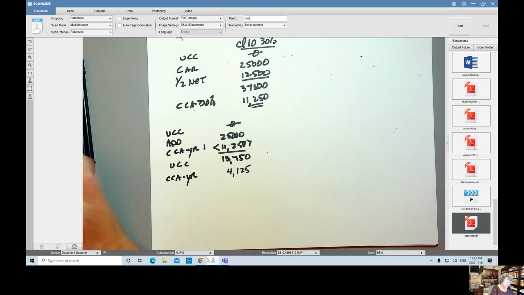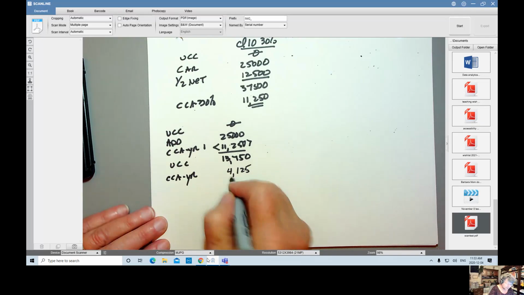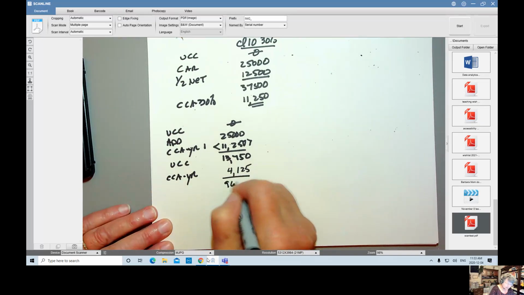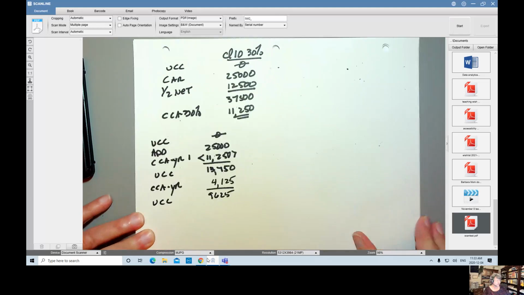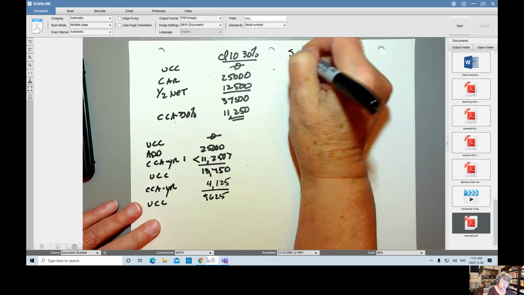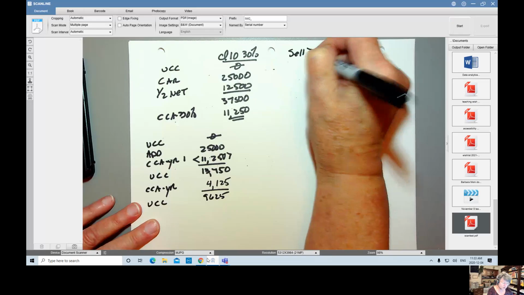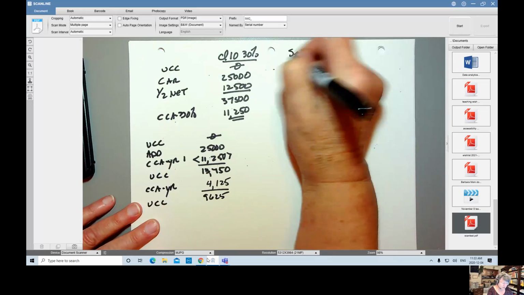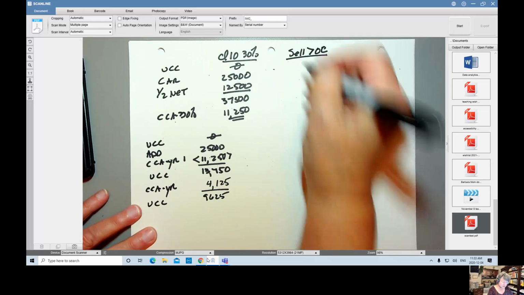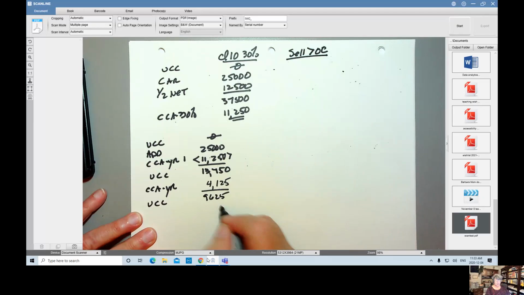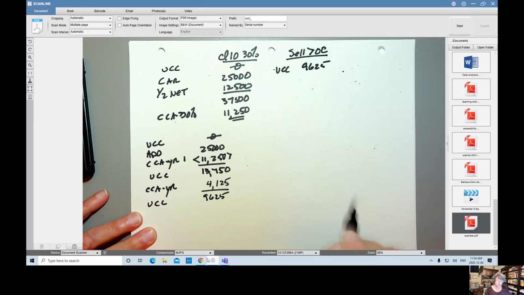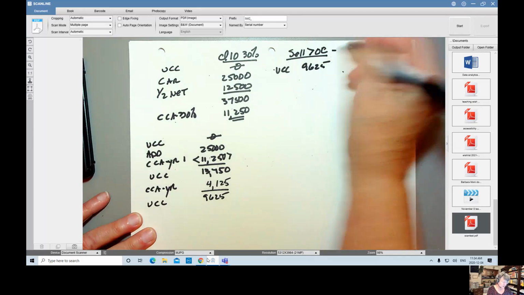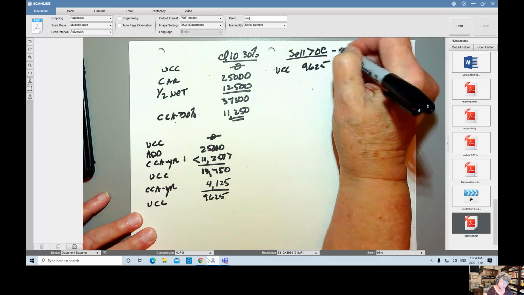And so our UCC now is 9,625. So let's sell the car now. And the first thing we'll do is sell for greater than original cost. So we're going to sell the car. We've got that UCC of 9,625. Let's sell the car for 28,000.